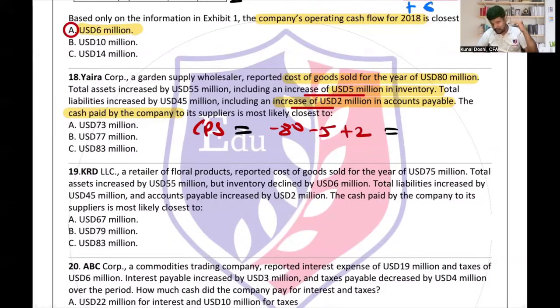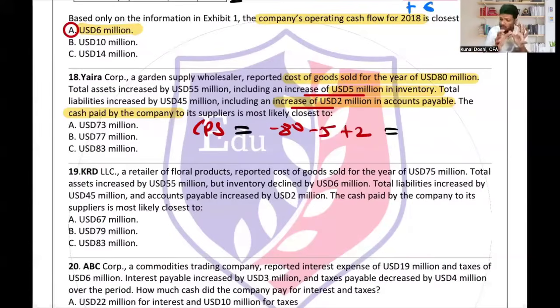But once you do that, you can solve any question. Okay, everyone. Now I have a question. Why is 45 million not added? Guys, because for cash paid for supplier, I need 3 things: cost of goods sold, inventory, and accounts payable only. I don't require other assets or liabilities. I require only this: inventory, accounts payable.